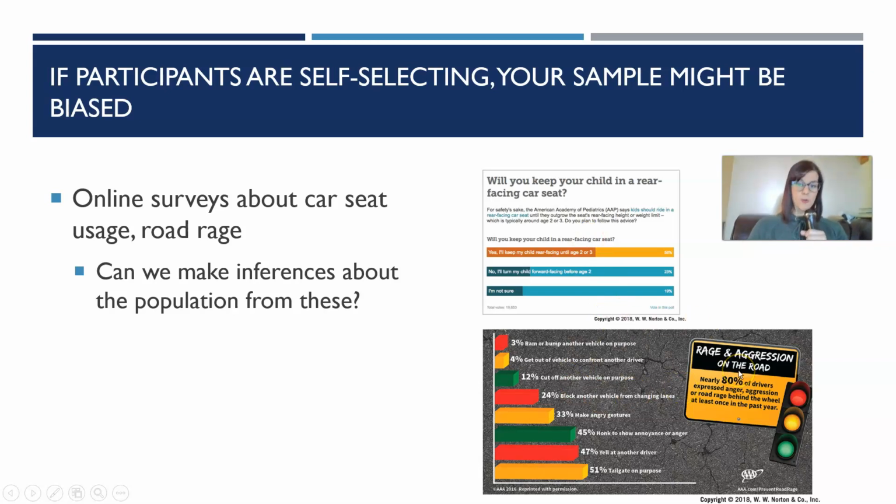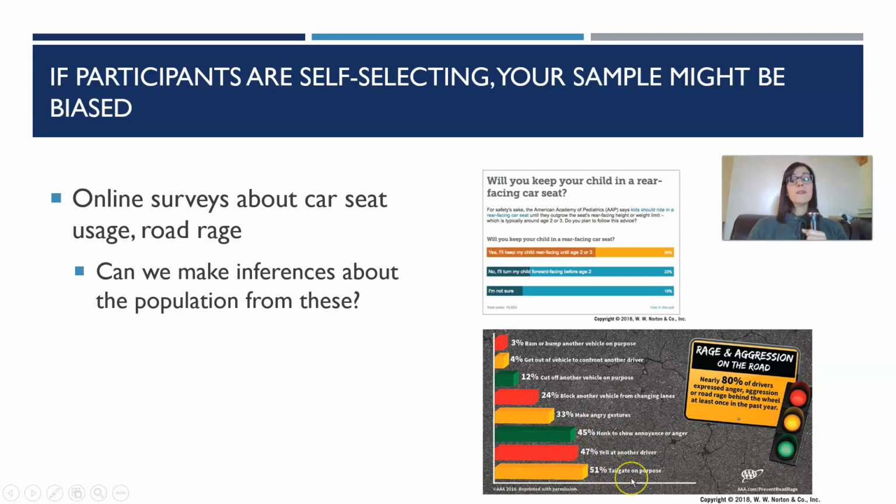Now, let's take a look at this road rage survey. Nearly 80% of drivers expressed anger, aggression, or road rage behind the wheel at least once in the past year. This is a 2016 survey. 3% ram or bump another vehicle on purpose. That's really good for your insurance. 4% get out of the vehicle to confront a driver. 12% cut off another vehicle on purpose. 24% block another vehicle from changing lanes. 33% make angry gestures. I'm a fan of the sarcastic thumbs up. 45% honk.